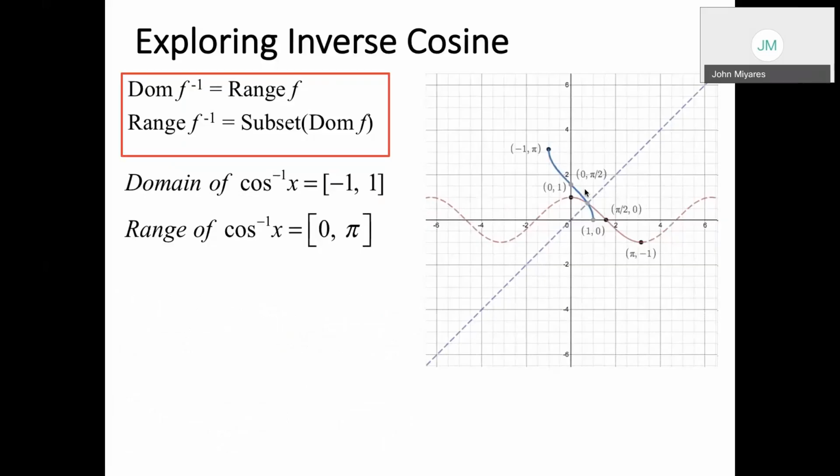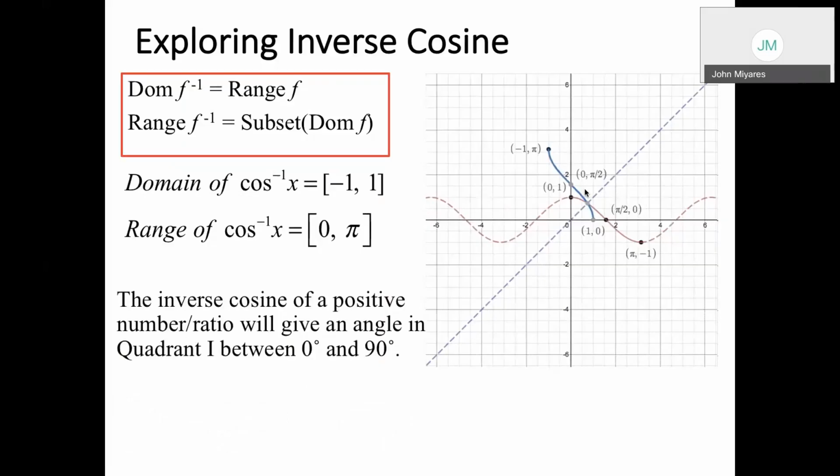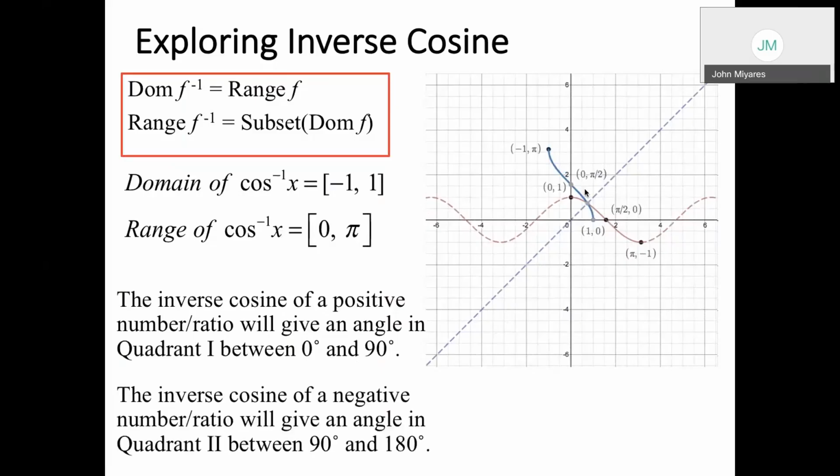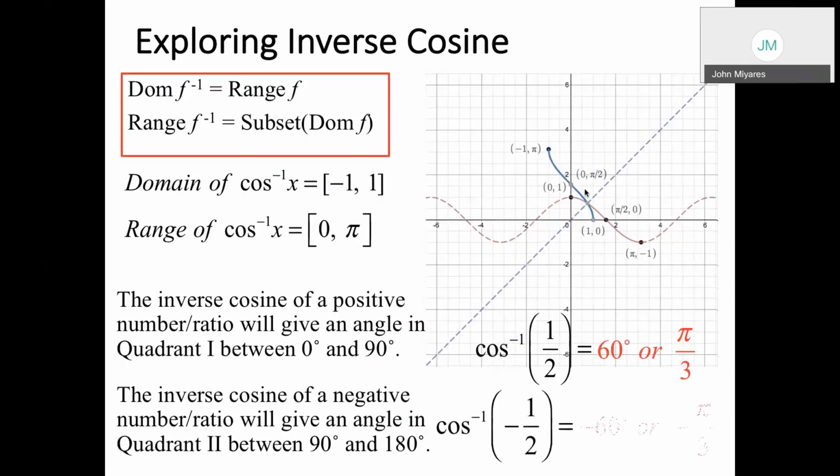From a practical standpoint, the inverse cosine of a positive number or ratio will give you an angle in quadrant 1 between 0 and 90 degrees, or 0 and pi over 2 radians, while the inverse cosine of a negative number or a negative ratio will give an angle in quadrant 2 measuring between 90 and 180 degrees, or between pi over 2 and pi radians. This is why the inverse cosine of 1/2 will be 60 degrees, but the inverse cosine of -1/2 becomes 120 degrees, or 2 pi over 3 radians.